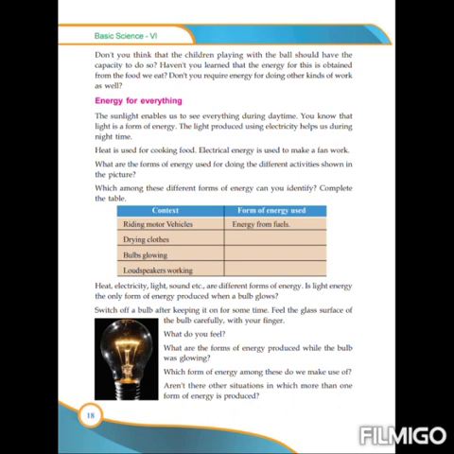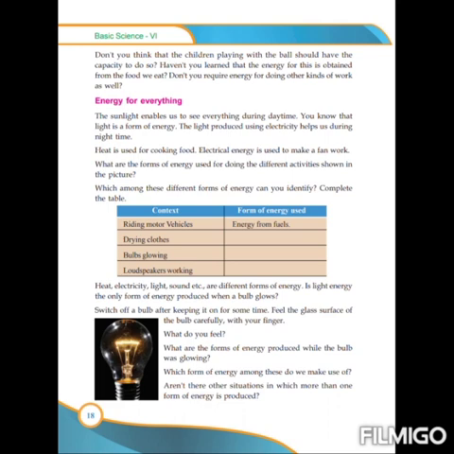Riding motor vehicles. Which form is used there? Energy from fuels. Without fuels, we cannot run any vehicles. Now the next example is drying clothes. Normally, how do we dry our clothes? We dry our clothes under the sunlight. So which form of energy is used there? Energy from the sun. Like that, you have to complete the remaining boxes.